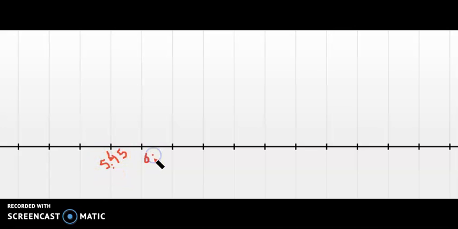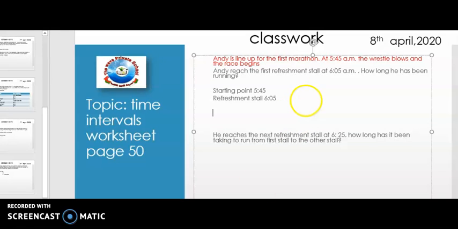First of all, I will arrange this in o'clock form. I will write here 6 o'clock, 6:00. From 5:45 to 6 o'clock, how much time is needed? 15 minutes only. And from 6 to 6:05, because they said at 6:05 he reached the first refreshment stall, from 6 o'clock to 6:05, how much time do we need? Only 5 minutes. So at the end we need to add these values. 15 plus 5, how much will it be? It will be 20. So it means that he takes only 20 minutes to reach the first refreshment stall. So the answer is 20 minutes.